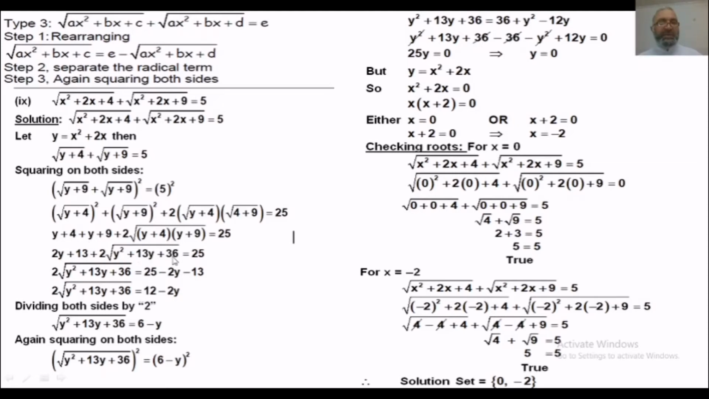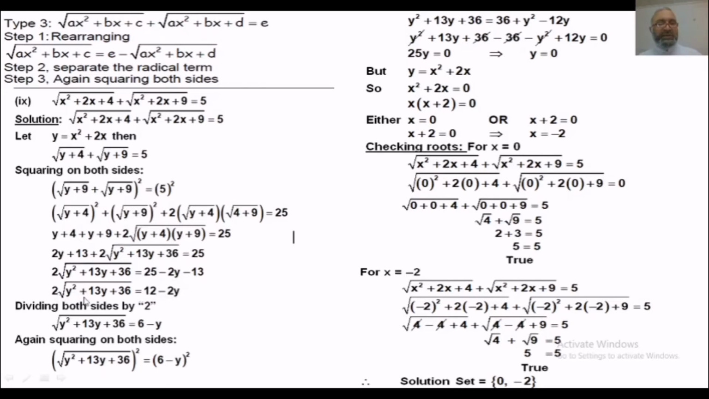Again by the same method, we are going to separate this radical sign. So adding y plus y, 2y, 4 plus 9, 13, plus 2 into this term, multiplying these two factors, we get y square plus 13y plus 36 is equal to 25. So the linear terms we transfer to the right hand side. We get 2 into square root of y square plus 13y plus 36 is equal to 25, minus 2y, and minus 13. So on the right side again, 25 minus 13 becomes 12 minus 2y.